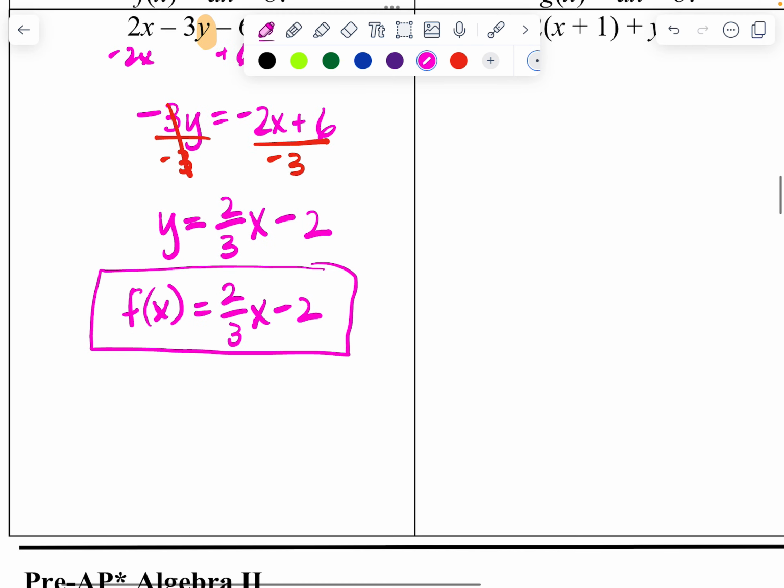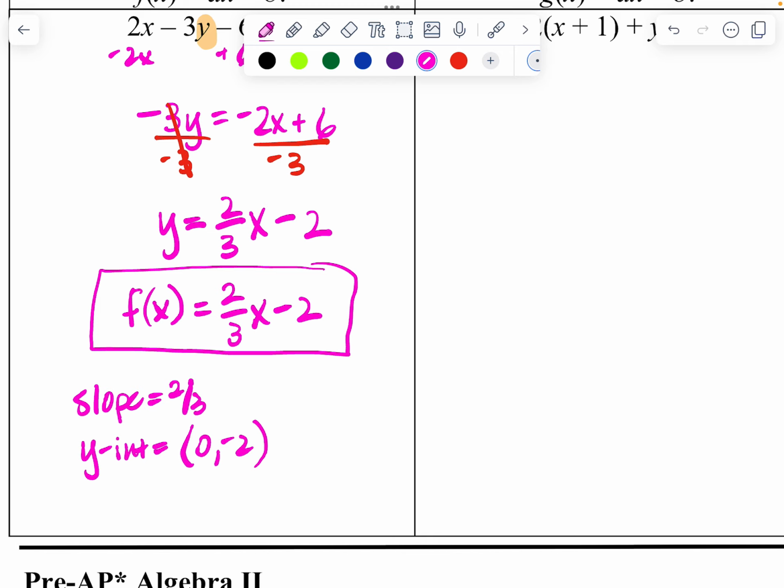Okay, let's go ahead for a moment and say what the slope would be. The slope here would be 2/3. The y-intercept would be the point 0, negative 2.